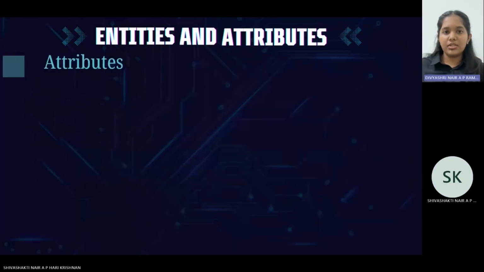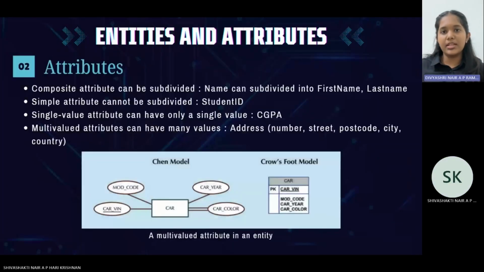Moving on to attributes. In the ER model, attributes are essential properties that define the characteristics of entities, and they come in various types that help us model data more precisely. Simple attributes are atomic and cannot be broken down into smaller parts. An example is student ID, which serves as a unique identifier for a student and stands alone without further subdivision. On the other hand, composite attributes can be divided into smaller, meaningful components. For instance, name is a composite attribute because it can be split into first name and last name.